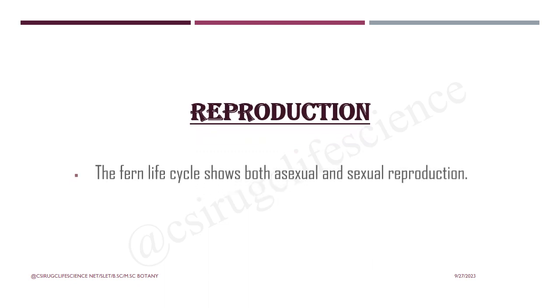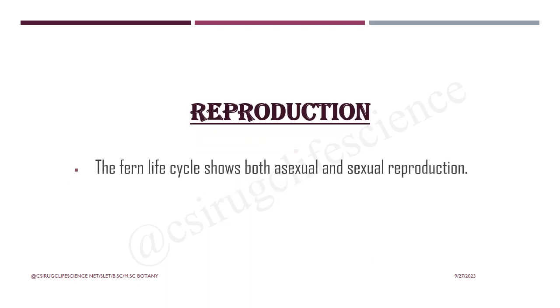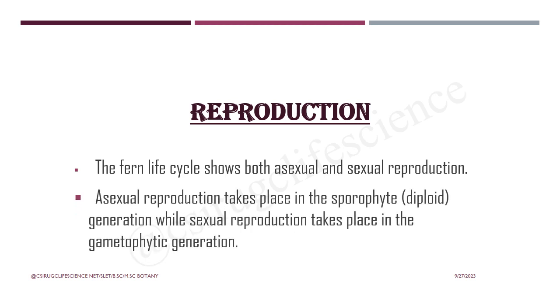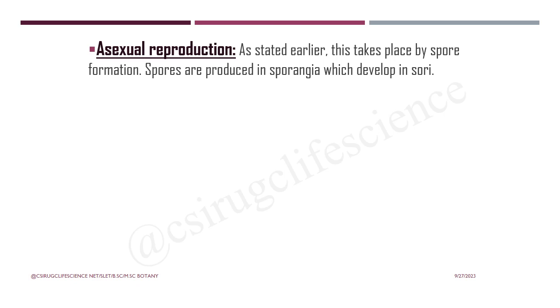Reproduction. The fern life cycle shows both asexual and sexual reproduction. Asexual reproduction takes place in the sporophyte, while sexual reproduction takes place in the gametophytic generation. Asexual reproduction, as stated earlier, takes place by spore formation. Spores are produced in sporangia, which develop in sori.